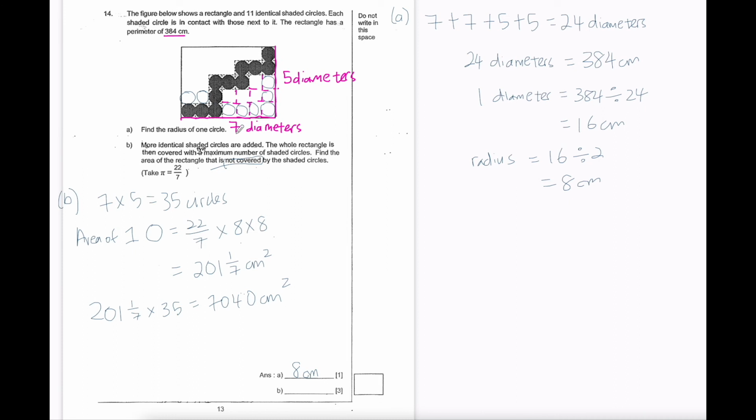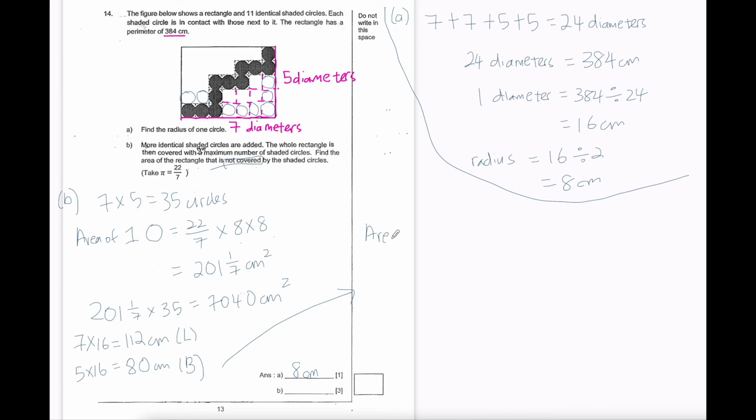Okay, 7 diameters. So it's 7 times 1 diameter, which is 16. And then the breadth is 5 times 16. Okay, let's find out. This is 112 cm. And this is 80 cm. Okay, so this is the length and this is the breadth. I'm going to continue here. Okay, I'm going to draw this part.